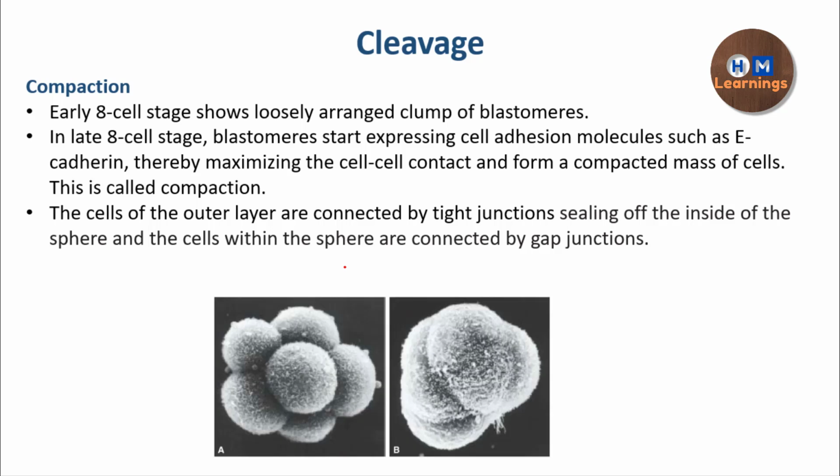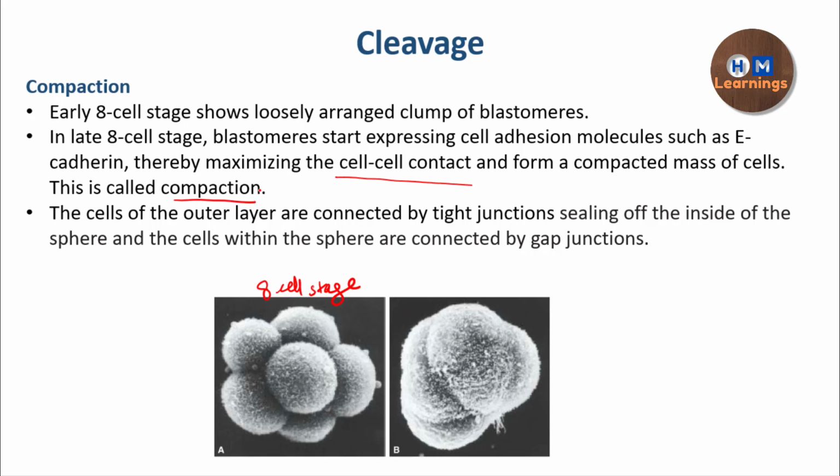In this diagram you can see a 8-cell stage. You can count the 8 cells because their margins are sharp. They are well separated from each other. So they are loosely arranged in the early 8-cell stage. But in the later 8-cell stage, the blastomeres will start expressing cell adhesion molecules such as E-cadherin, and this will maximize their cell-to-cell contact, and ultimately their margins will decrease, and they will mix with each other and form a compacted mass of cells.